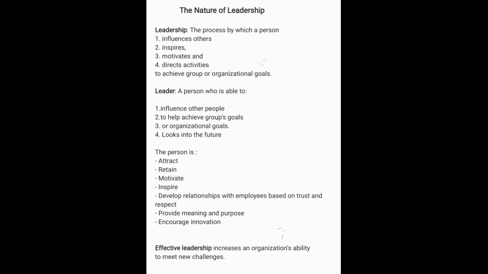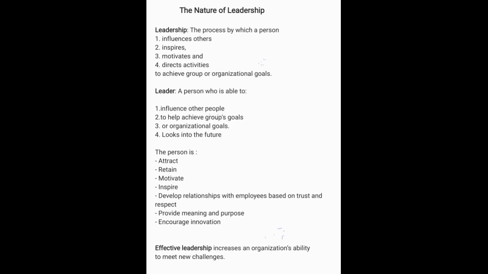We need to know the definition of leadership. We motivate others, communicate with others, impact others, meaning influence others, in order to achieve organization goals. Who is a leader? The definition of leader is very important. This is the definition of leader.